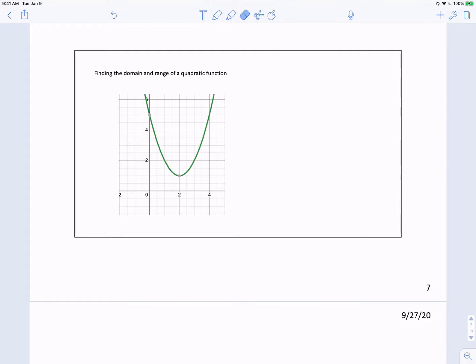This last section, we'll take a look at the domain and range of quadratic functions and maximum and minimum values. Finding the domain and range of a quadratic function from a graph is pretty easy. So the domain, remember, of a quadratic function is always all real numbers. There's no restrictions on the domain of a quadratic function.